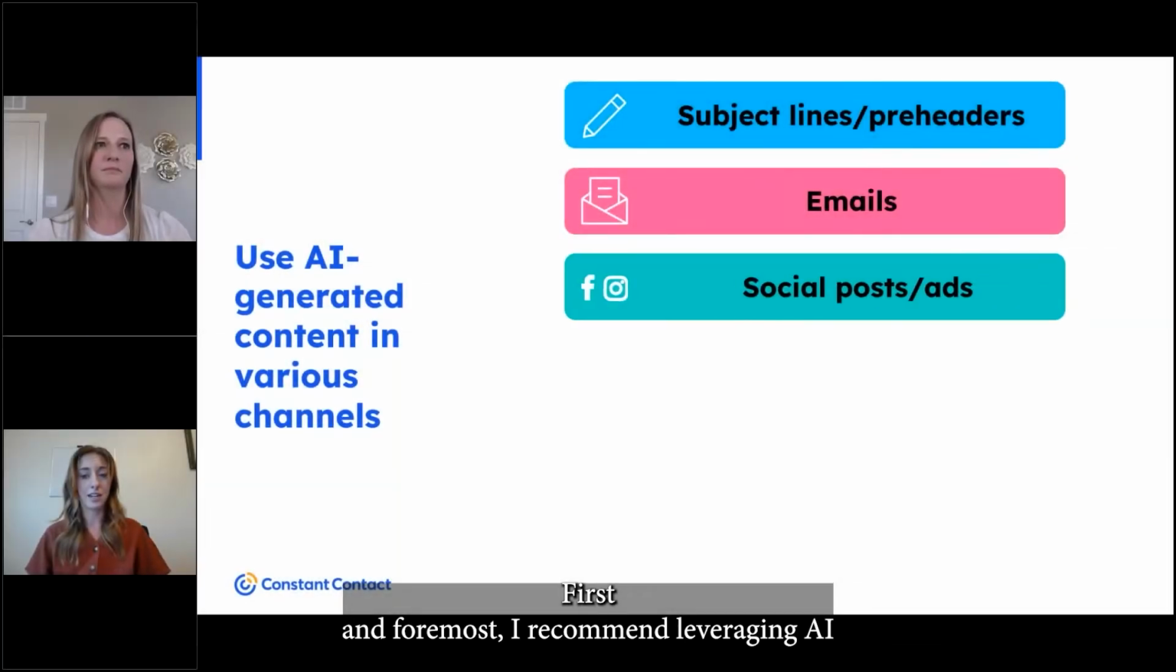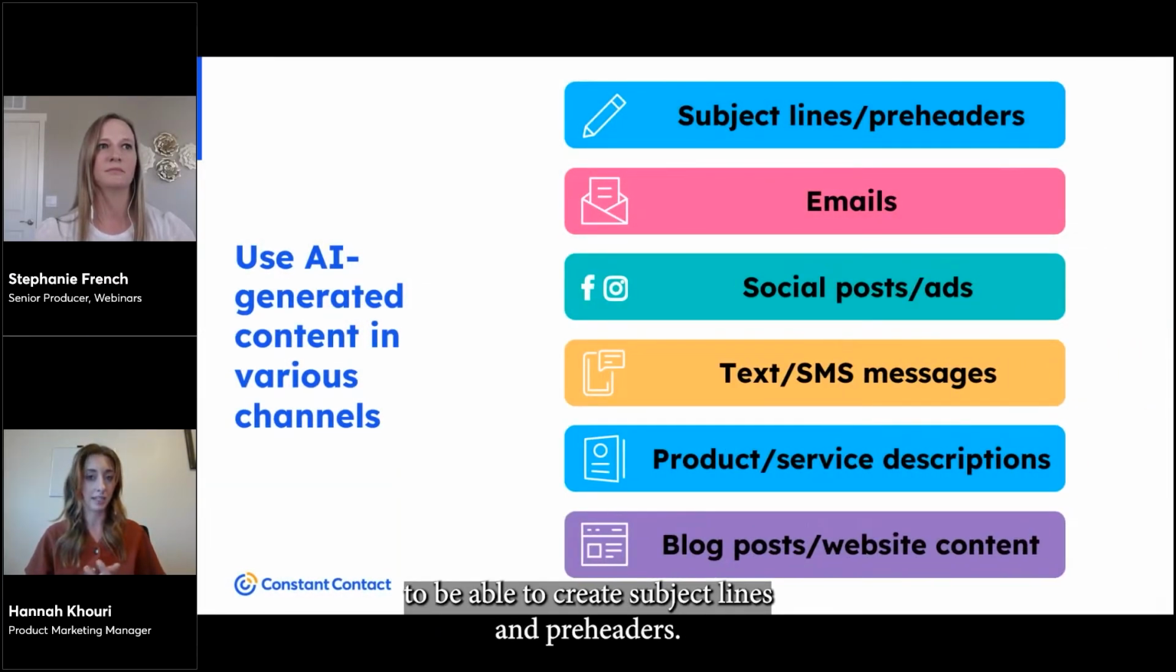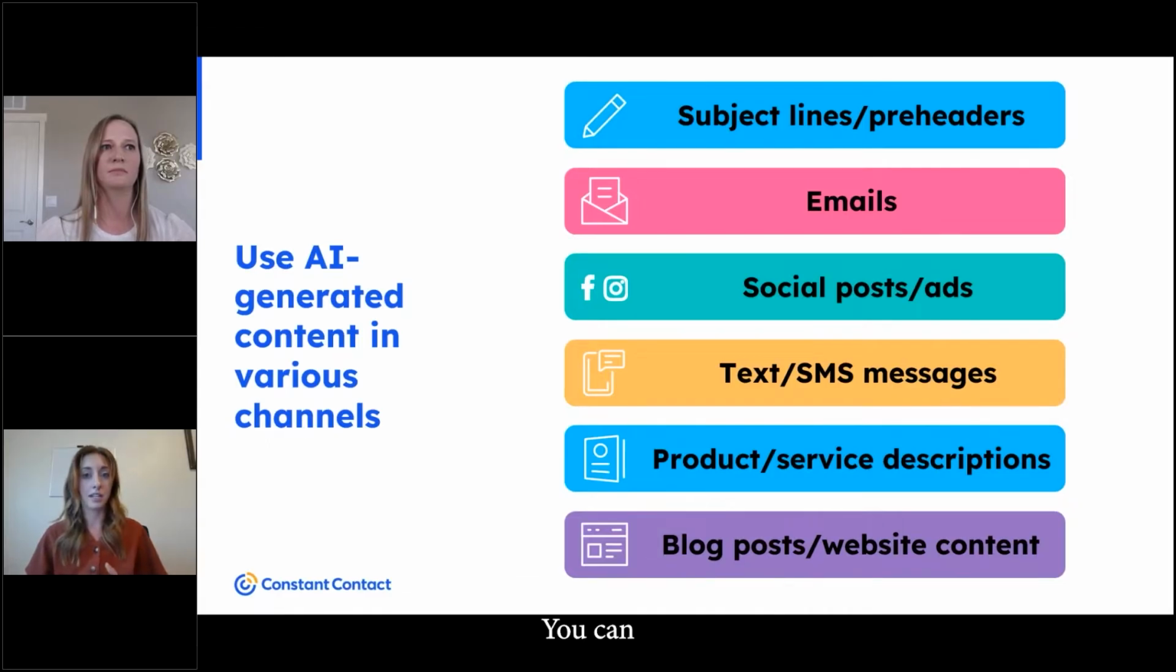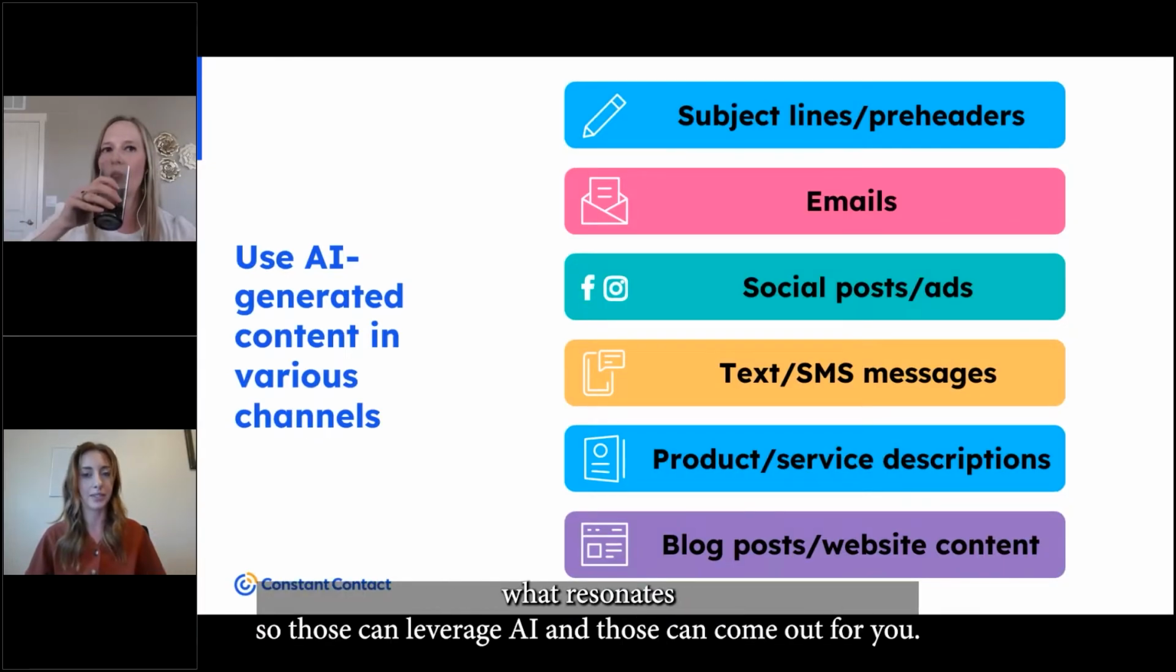First and foremost, I'd recommend leveraging AI to be able to create subject lines and pre-headers. You can essentially just have the content within your email itself generate those top subject lines, and we already know what resonates, so those leverage AI and those can come out for you.